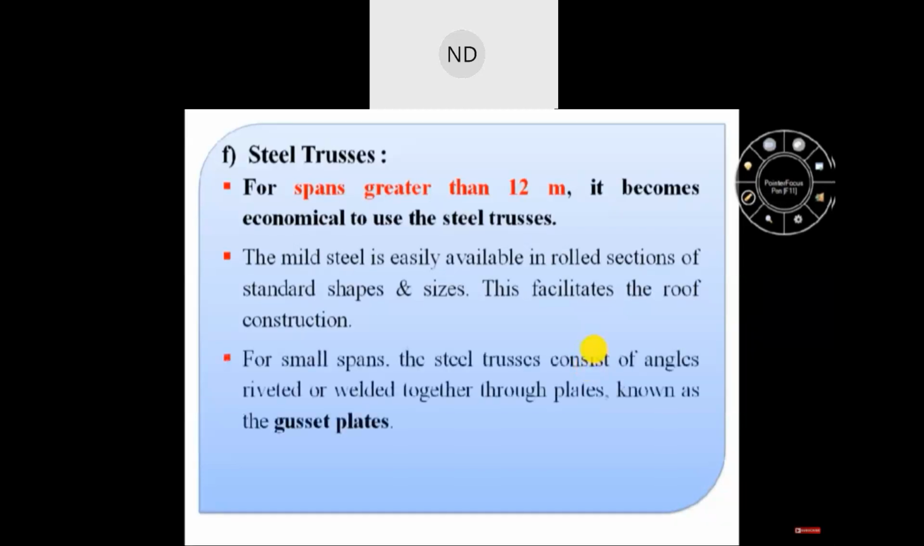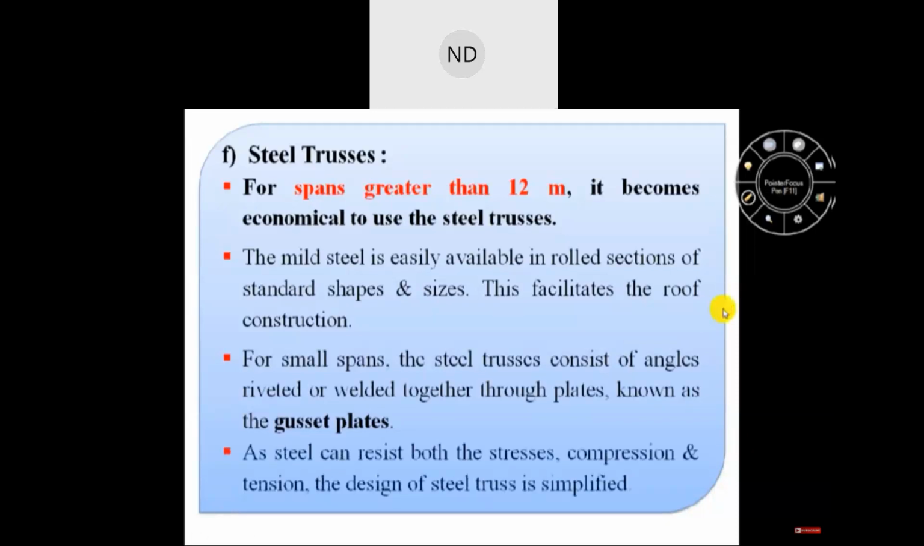For small spans, the steel trusses consist of angles riveted or welded together to plates, which are known as gusset plates. As steel can resist both stresses, compression and tension, the design of a steel truss is simplified.